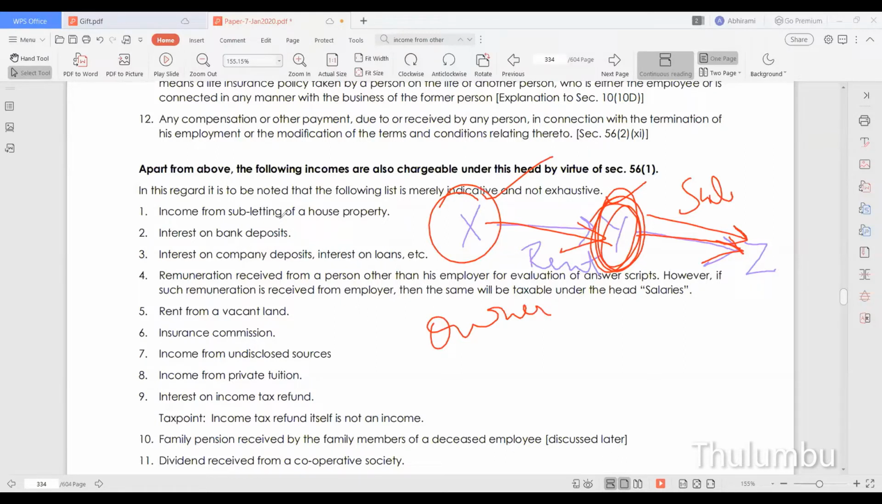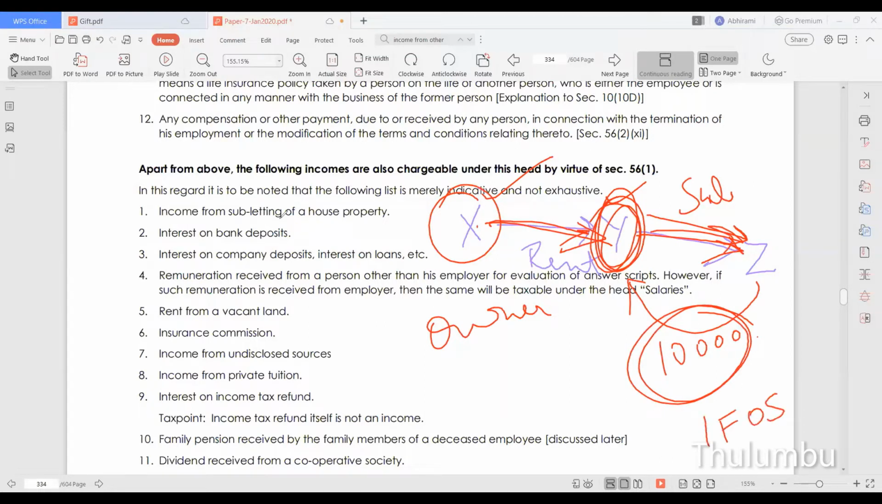So remember it like this: subletting means taking a property on rent from one person and letting it out to another person. From this Z, say I am receiving 10,000 per month. That 10,000 is taxable as income from other sources, because Y is not the owner of the property. In house property, one of the important points is that the assessee must be the owner. Here who is the actual owner? X is the actual owner. Y is not the owner. So the income from subletting is taxable as income from other sources.